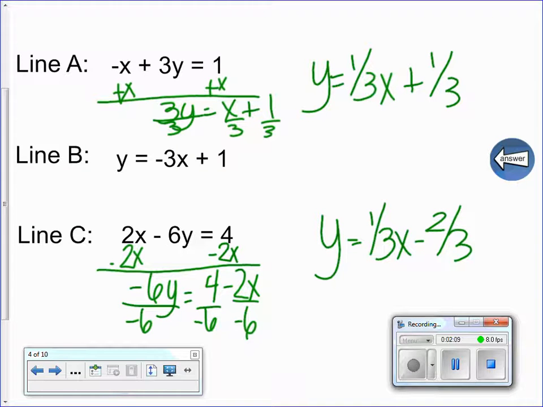So from this, I can see that A and C are parallel because they have the same slope. And then I could see that these two are perpendicular to those because they have 1/3 as the slope, and this one is -3. So -3 is an opposite inverse of 1/3.